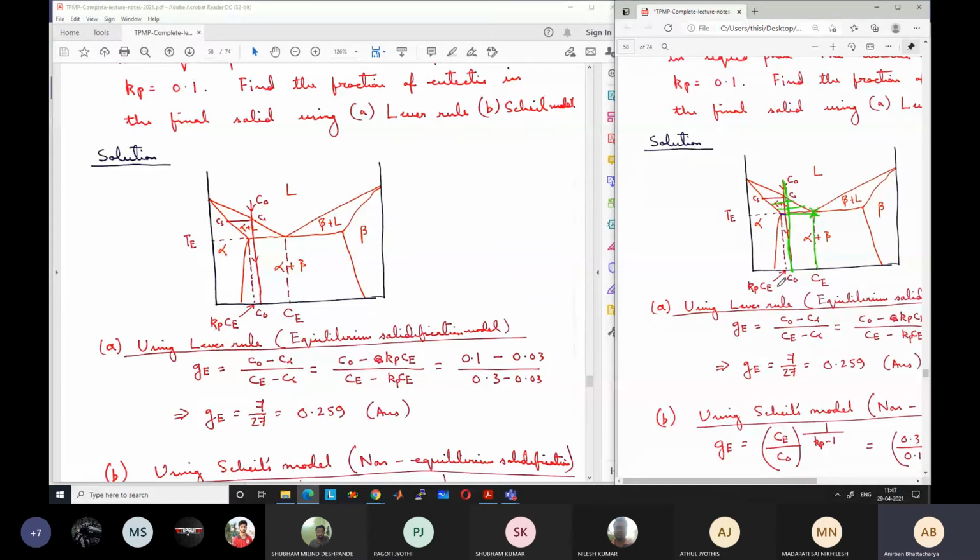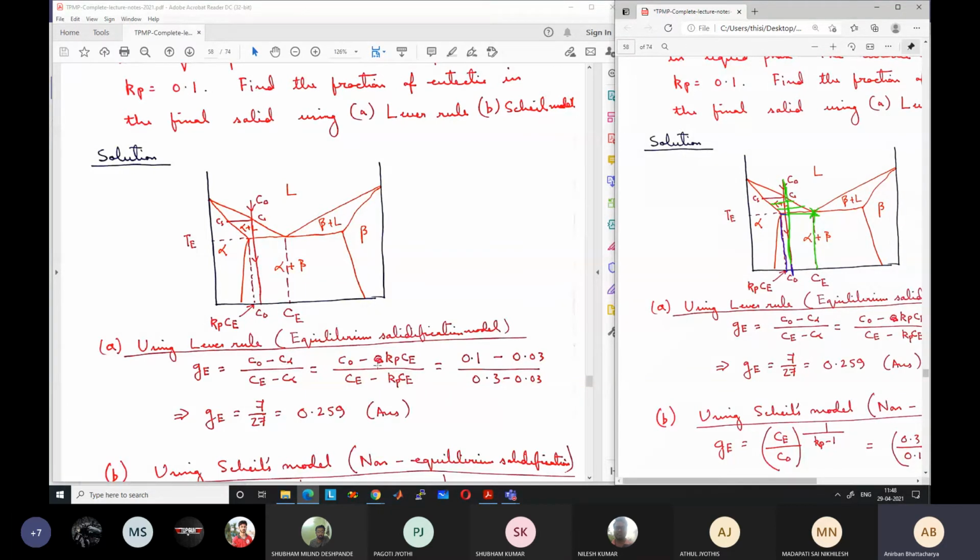Okay, the arrow is wrong. No, it is correct. This is Kp into Ce, and this is C0. So we can substitute C alpha by Kp into Ce. So we can write (C0 minus Kp into Ce) divided by (Ce minus Kp into Ce). We can put the values.